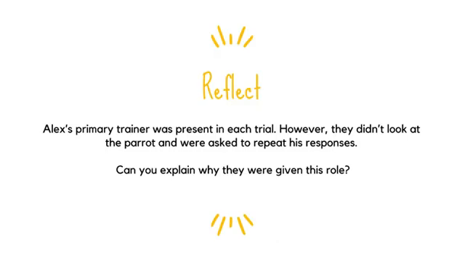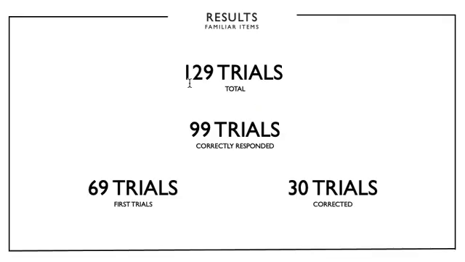So now what were the results for the familiar items? There were 129 trials altogether, and Alex was correct in 99 out of 129 trials. In 69 trials, he got it right the first time. In 30 of the trials, he had to be corrected. Okay, so that's the familiar items. Now what about the novel items, where he was presented with new items that he has never encountered before? Do you think he did better or worse? Let's see.